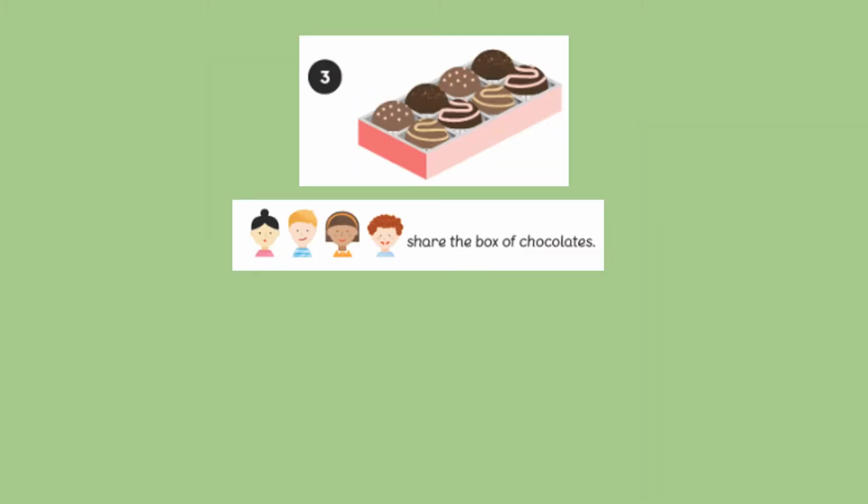Here's a box of chocolates. There are 8 chocolates and there are 4 children. Because there are 4 children, that means that we're putting them into 4 groups. They're going to be put into quarters or fourths and shared. How many chocolates will each child get?